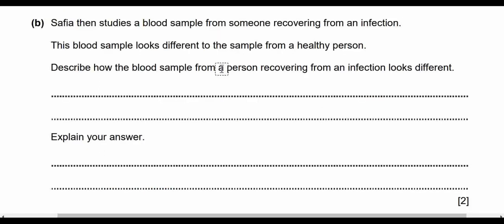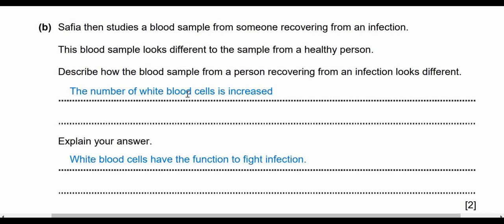Next, now we are in question 1B. Severe. It is a blood sample from someone recovering from an infection. The blood sample looks different to the sample from a healthy person. Describe how the blood sample from a person recovering from an infection looks different, and explain your answer. 10 seconds from now. 10, 9, 8, 7, 6, 4, 3, 2, 1, 0. If you have not finished, you may pause this video. Now let's reveal the answer.